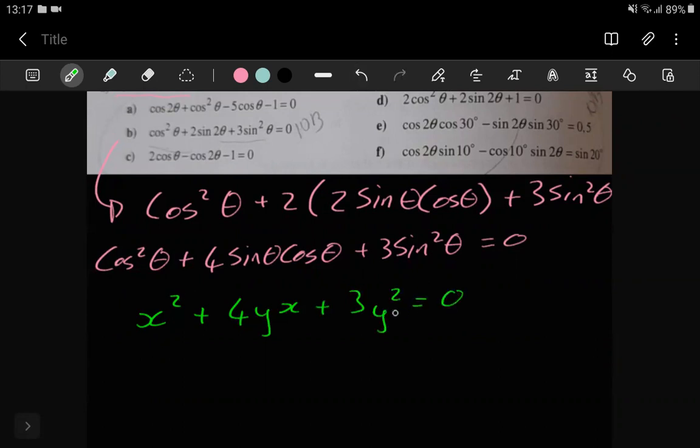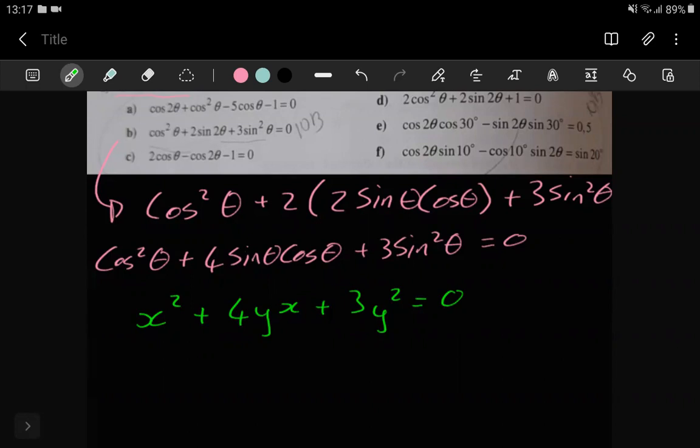So if you had an expression like this, wherever you see x, that's where the cos is. Wherever you see y, that's where the sine is. I am just going to show you how you would factorize an expression like this, so that we can do the same for the expression over there.